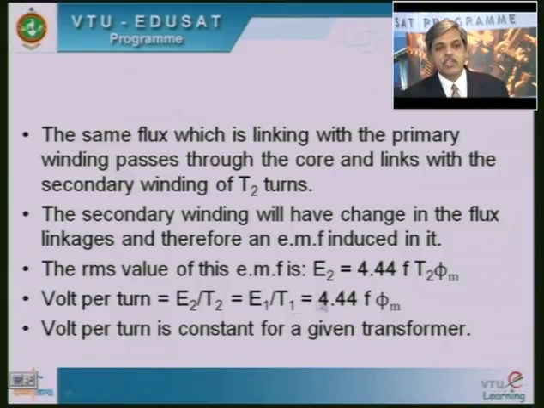Both equations, E2 by T2 and E1 by T1, have the same expression 4.44 f phi m, which means that both the primary and secondary windings will have the same amount of voltage induced per turn. Because the number of turns is different, I will get a different amount of voltage in the primary as well as the secondary winding. So, this says the volt per turn is constant for a given transformer.